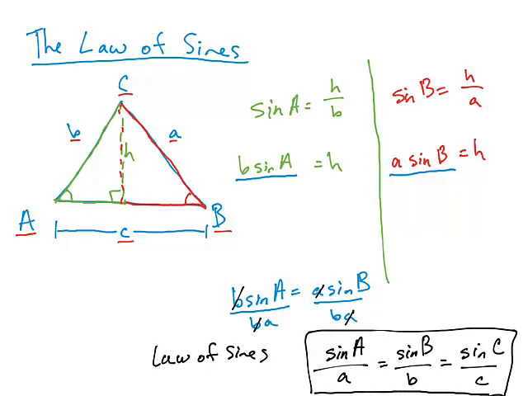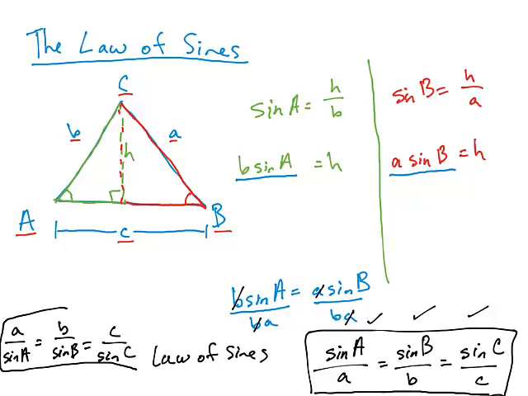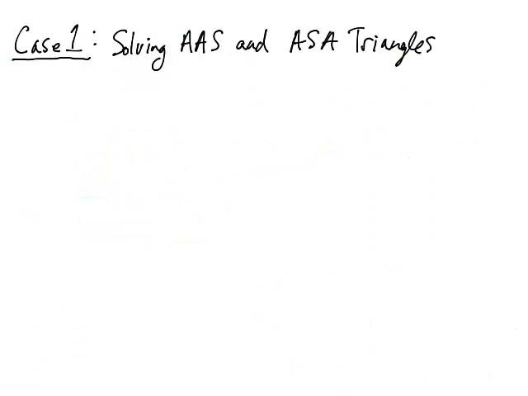Okay. A similar way we could write the law of sines is if I take the reciprocal of all of these fractions, I could write this as side a over sine of A is equal to side b over sine of angle B is equal to side c over sine of angle C. So both of these are equal, slightly different versions of the law of sines. Now going back to case 1, case 1 deals with solving triangles that are AAS or ASA. And what we mean by AAS is just angle, angle, side.